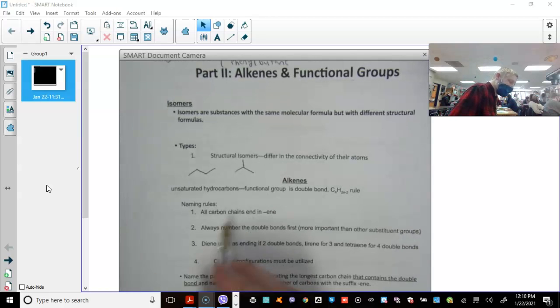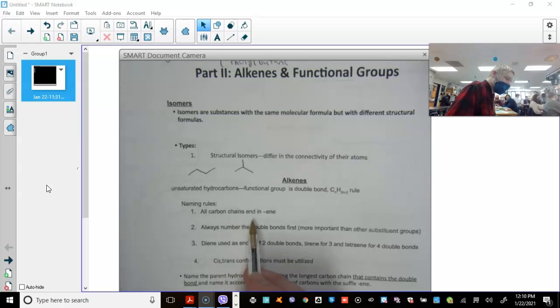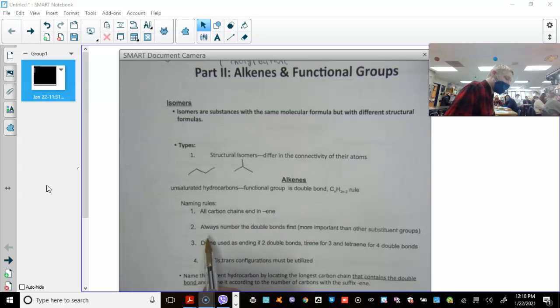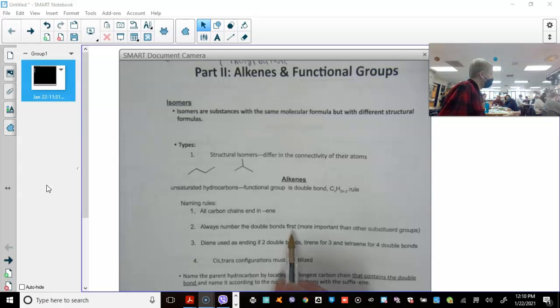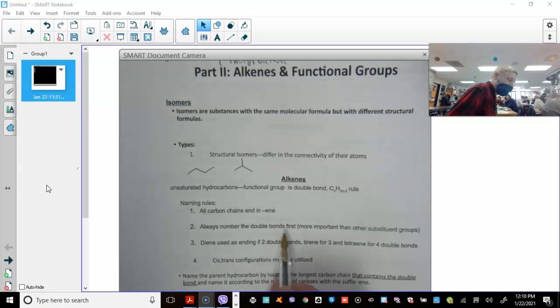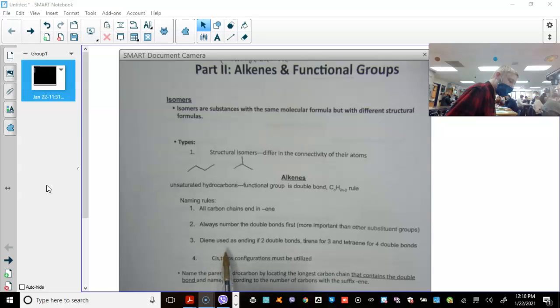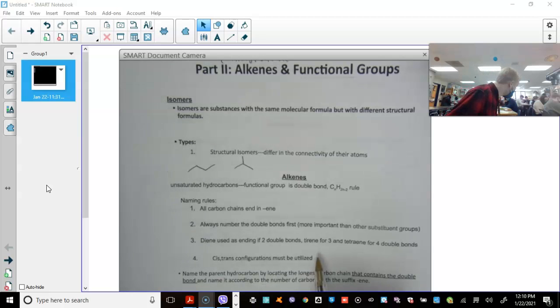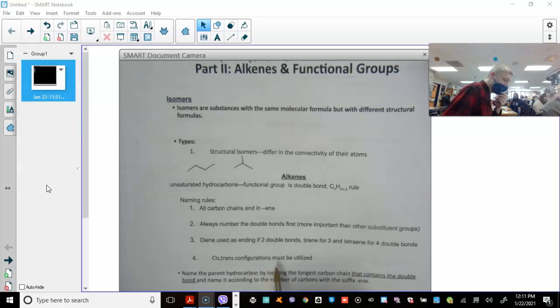All right. All carbon chains end in -ene if it's a double bond. Always number the double bonds first. That's your functional group. So a double bond trumps a single bond. That's what is numbered first. Diene is used if you have two double bonds. Triene is if you had three. If you had four, it would be tetraene, and so on. Cis-trans configurations must be utilized.